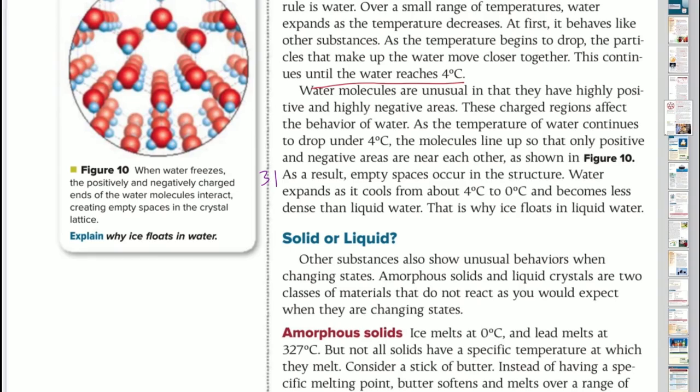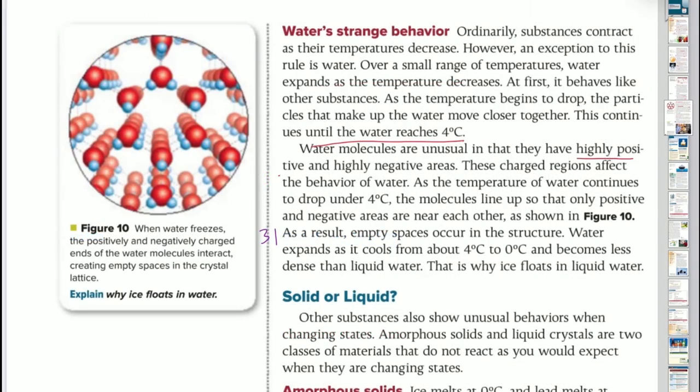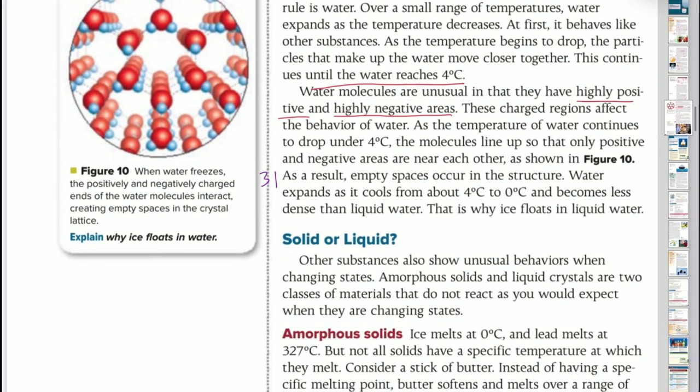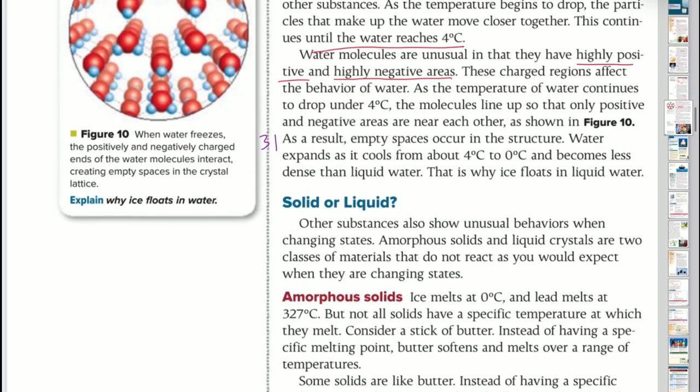Water molecules are unusual in that they have highly positive and highly negative areas. So water molecules have positive and negative ends. These charged regions affect the behavior of the water. As the temperature of the water continues to drop under 4 degrees Celsius, the molecules line up so that only positive and negative areas are near each other, as shown in Figure 10.